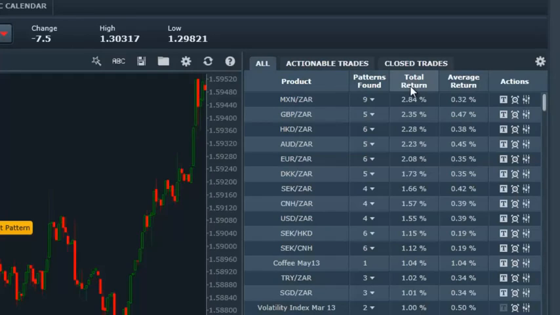The total return is the sum of returns from all hypothetical trades based on pattern, direction, take profit, and stop distance parameters. The average return is the total return divided by the number of patterns found. Consequently, if only one pattern is found, then the total return will equal the average return.